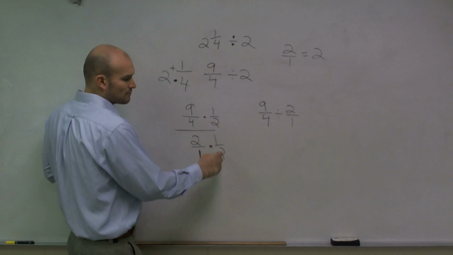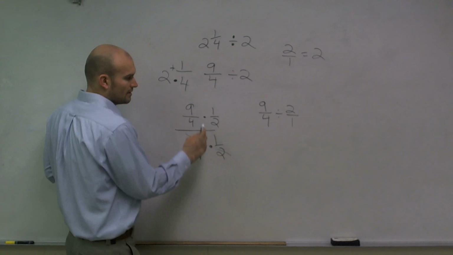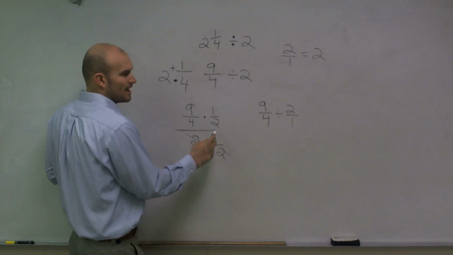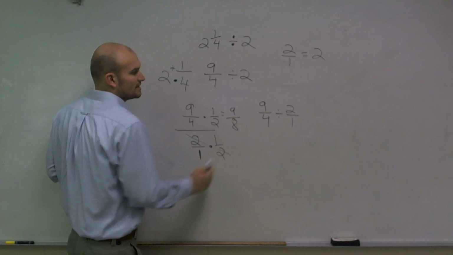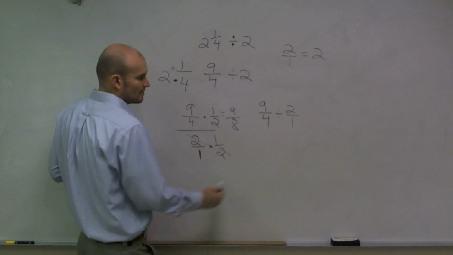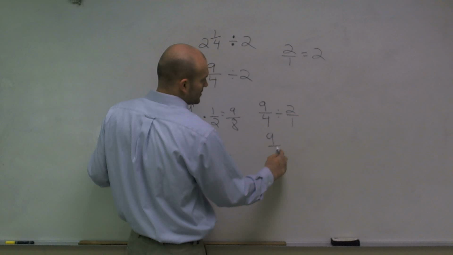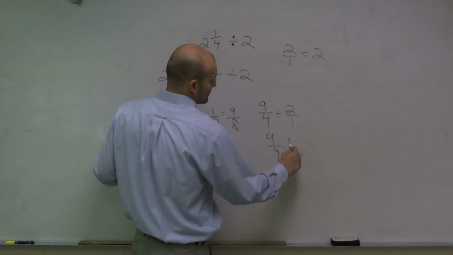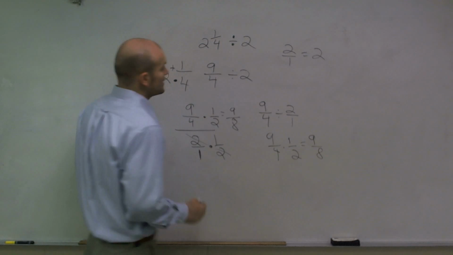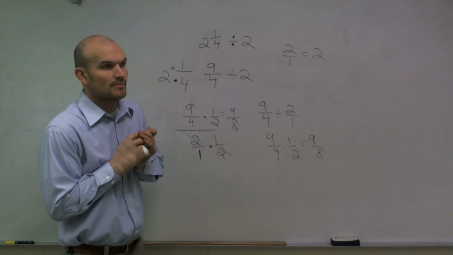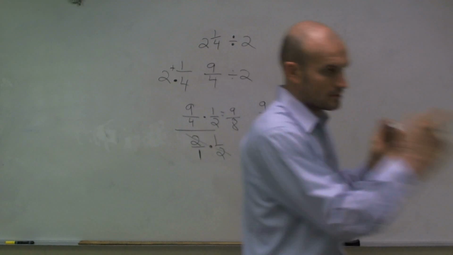Now 2 over 1 times 1/2 is going to cancel out to 1. And therefore I have 9/4 times 1/2. 9 times 1 is equal to 9. 4 times 2 is equal to 8. And the same thing here, if I was just going to flip and reciprocate, I would get 9/8. So that is how you divide a mixed number by a whole number.